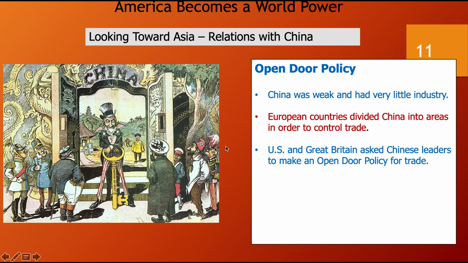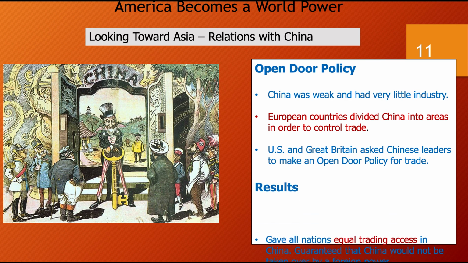So if you look at the picture, think about an open door. An open door, anybody can come in and out. A closed door, nobody can come in and out. So with the door open, any country can trade with China. If you see this here, the door is open, so any of these nations on the outside can trade with China.